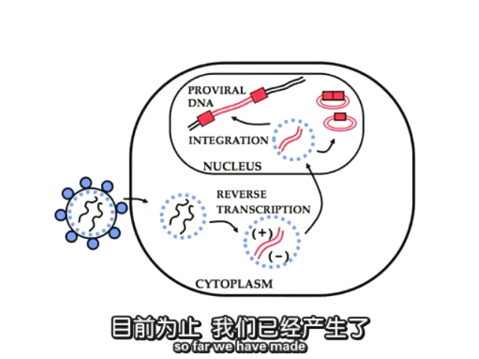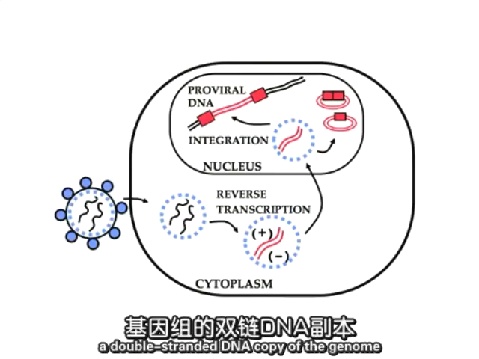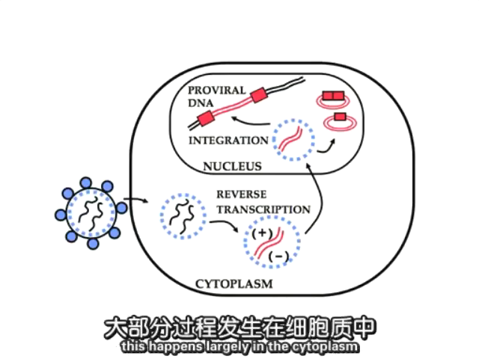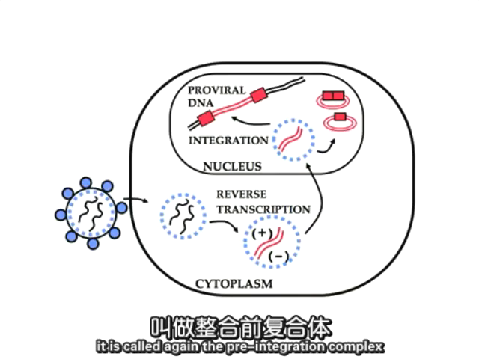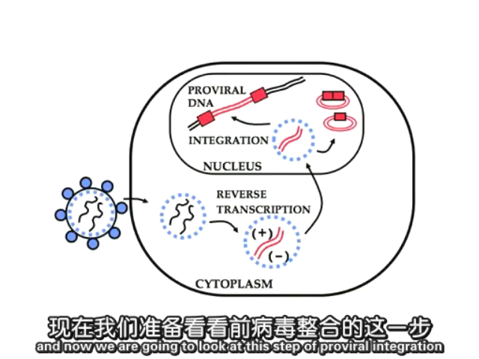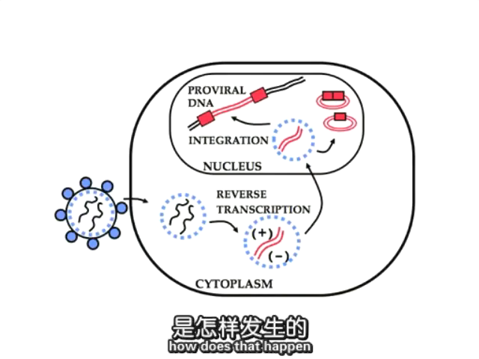So far, we've made a double-stranded DNA copy of the genome. This happens largely in the cytoplasm. The whole complex goes into the nucleus. It's called, again, the pre-integration complex. And now we're going to look at this step of proviral integration. Well, how does that happen?